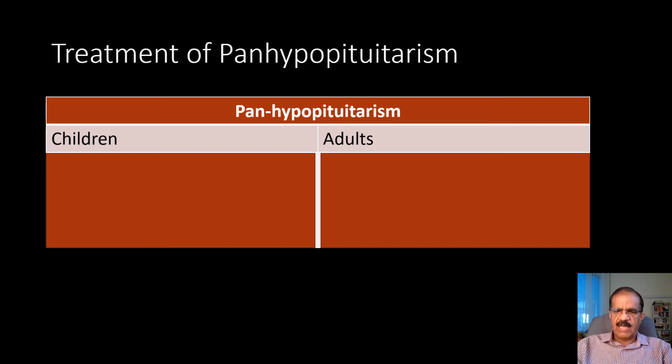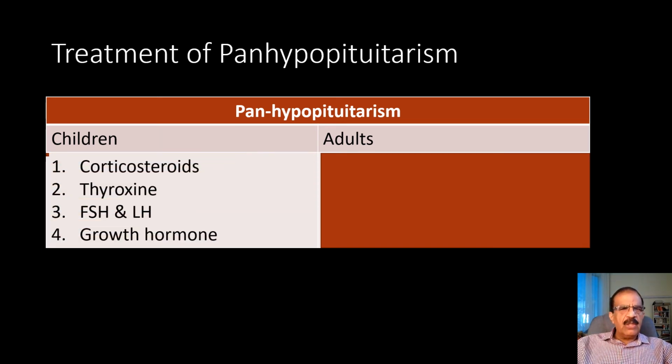First, let's take up the children. I don't deal with children very often, but just to complete the presentation, I am going to cover this part. Now, all these hormones are deficient and children are in the growing age. So unless we replace all of these hormones, they will not grow into a normal adult. So as per theory, we need to replace all hormones.